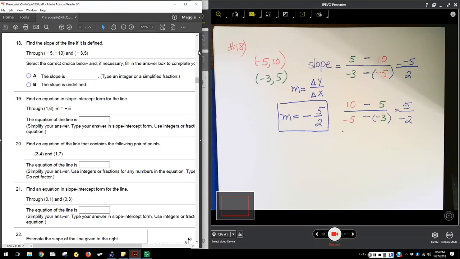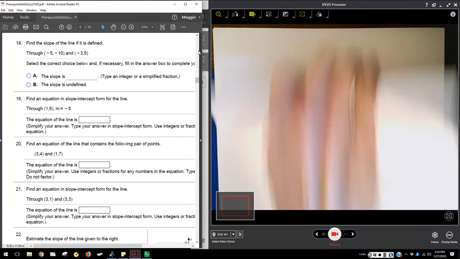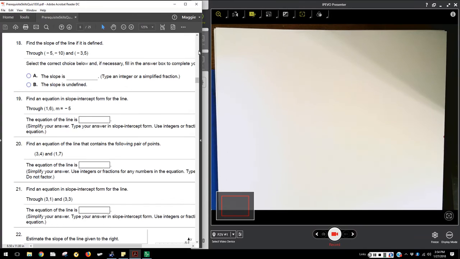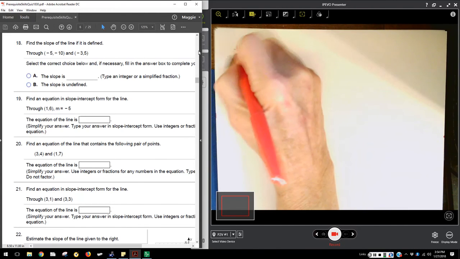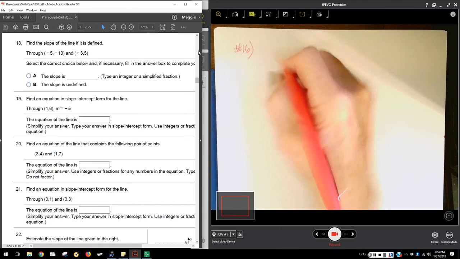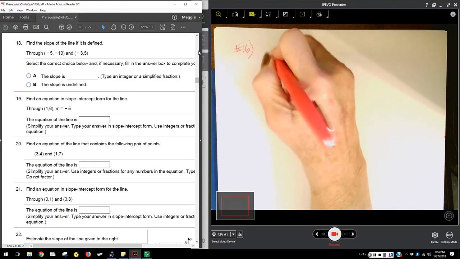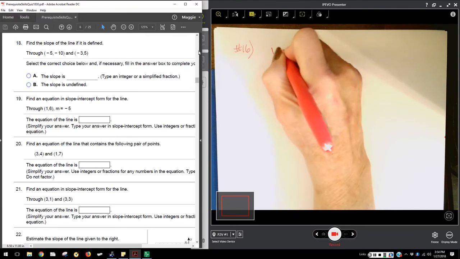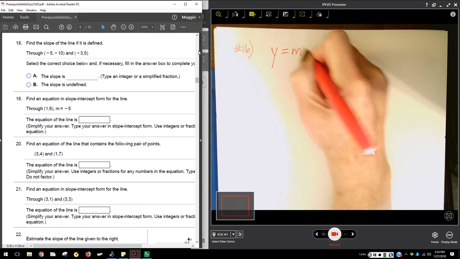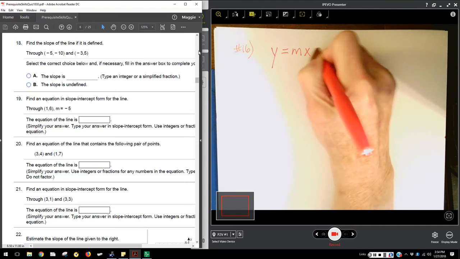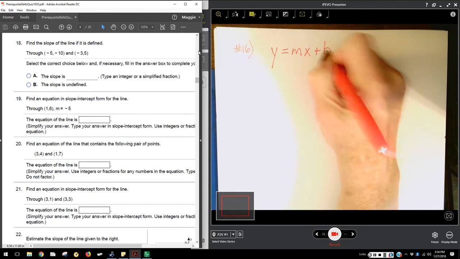So my next problem says to find the equation in slope-intercept form for this line. And slope-intercept form means the form of the equation we're looking for is y equals the slope times the x value plus whatever the y-intercept is.